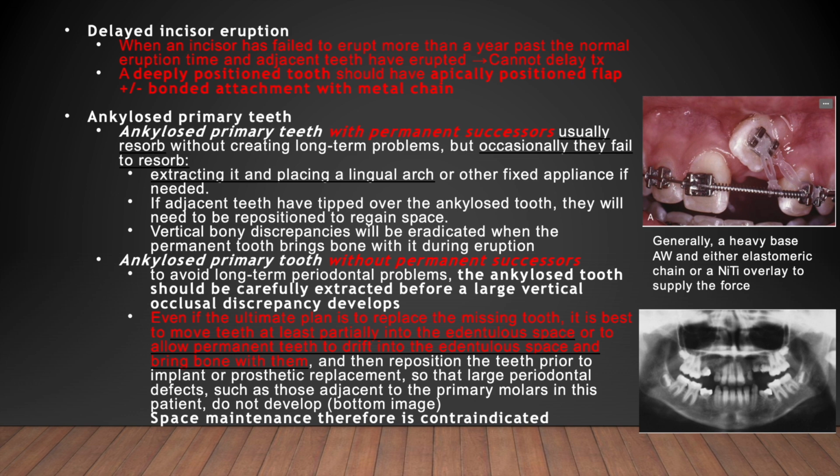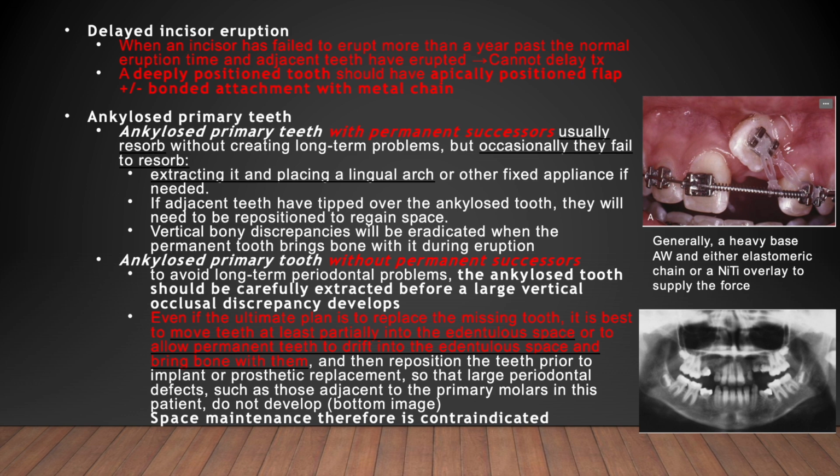Now, an ankylosed primary tooth without a permanent successor: in order to avoid long-term problems, the ankylosed tooth should be carefully extracted before a large vertical defect or an occlusal discrepancy develops. Even if the ultimate plan is to replace this missing tooth, it is best to move teeth at least partially into this edentulous space to bring bone with them, and then reposition the tooth prior to implant placement. In this case, space maintenance is contraindicated because you're going to be moving teeth into the edentulous space.